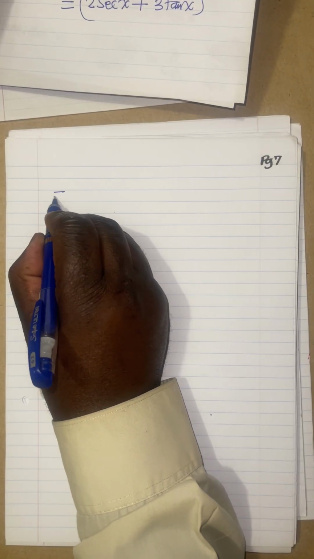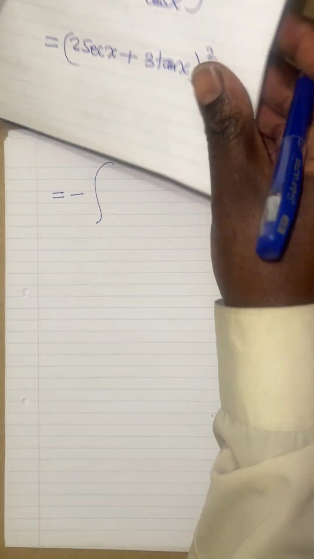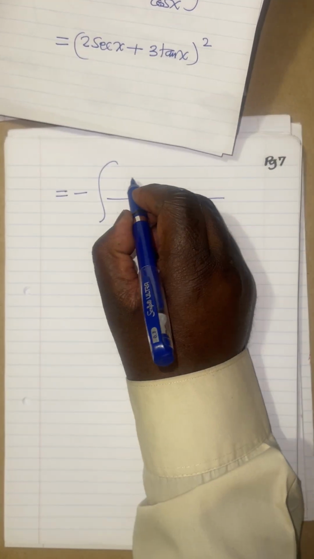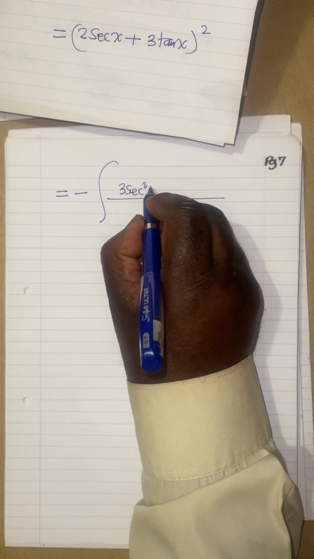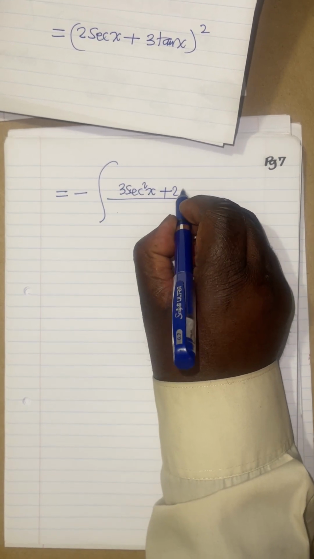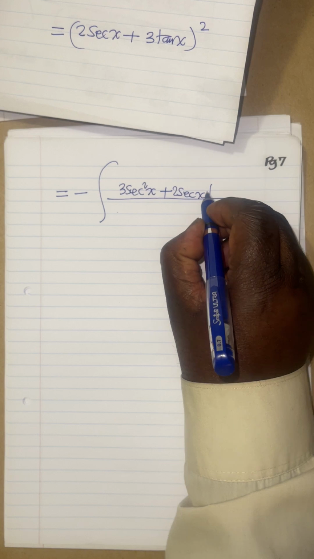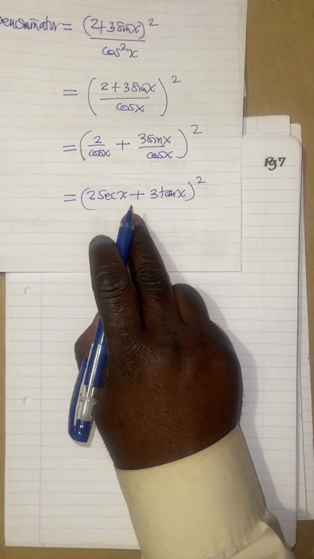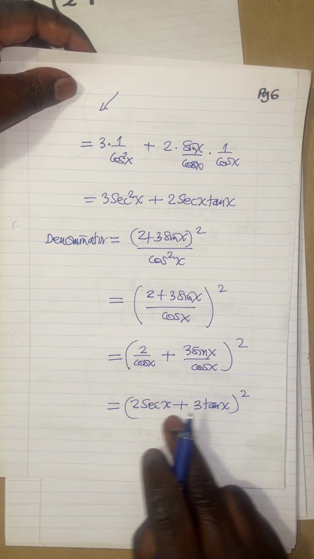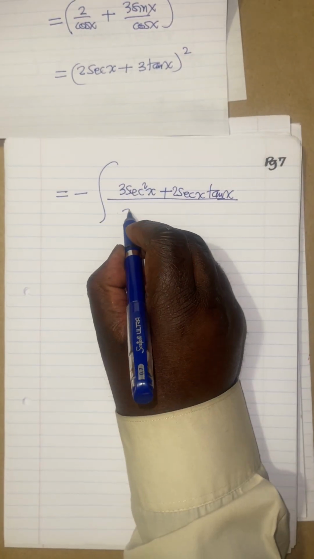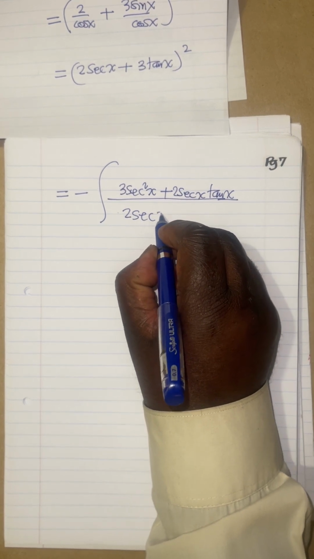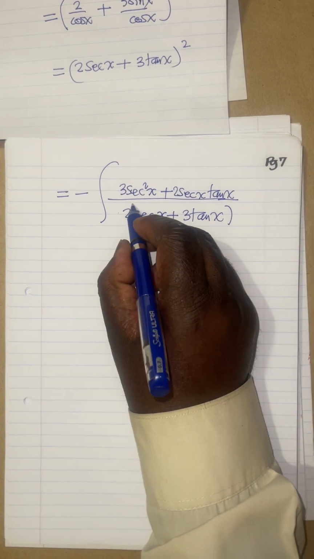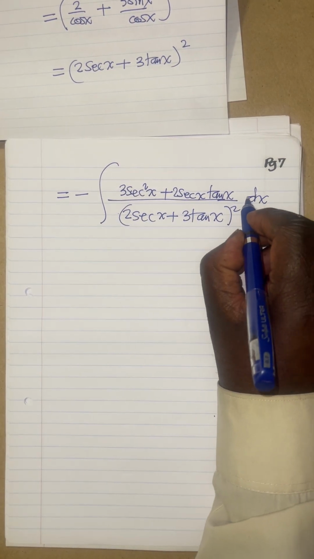What we have now is minus the integral of, in the numerator, this expression: 3 sec squared of x plus 2 sec x tan x. In the denominator, I have this expression here. Remember, I told you in the numerator we have this, in the denominator we have that. So it's 2 sec of x plus 3 tan x, and we are saying all this is squared, dx. This is what we have.